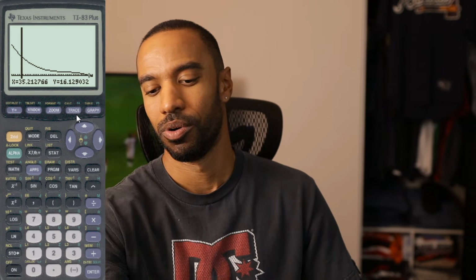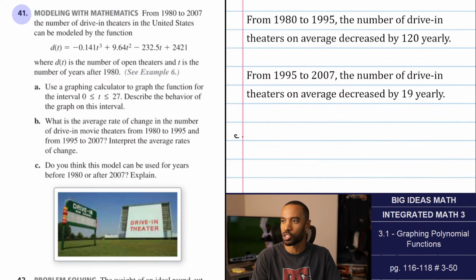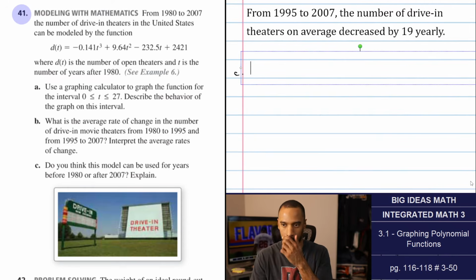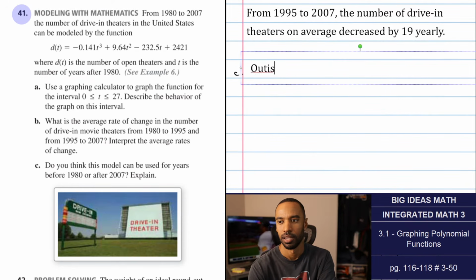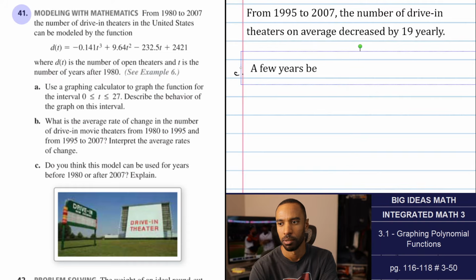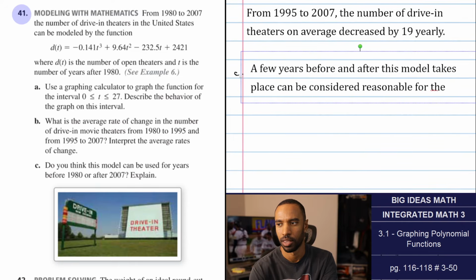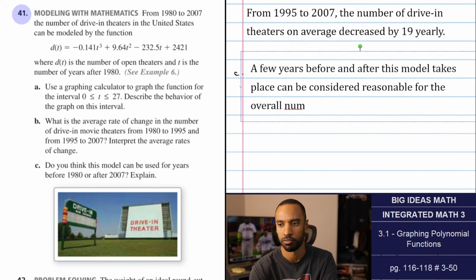I mean, what we need to understand is they created the domain for a specific reason. That's probably the best shot of the model that would work out. But you can see by year 35 or so, we lose all drive-in theaters, which is maybe reasonable. So we'll kind of say the same thing. You know, the lecture had something like this as well, and I can kind of say the same stuff here, which is what? Outside a few years before and after, this model can be considered reasonable for the overall number of drive-in theaters.